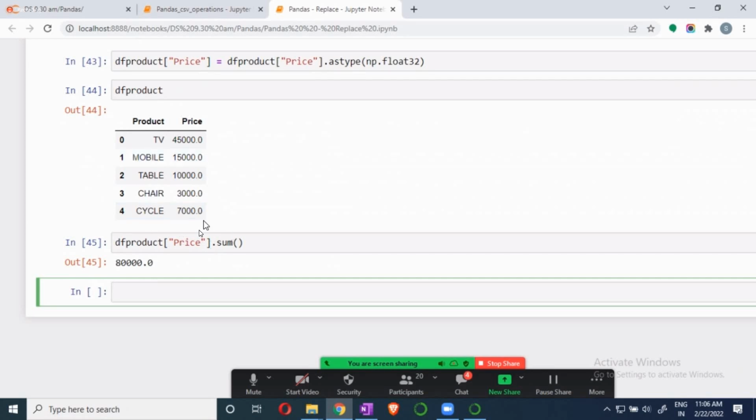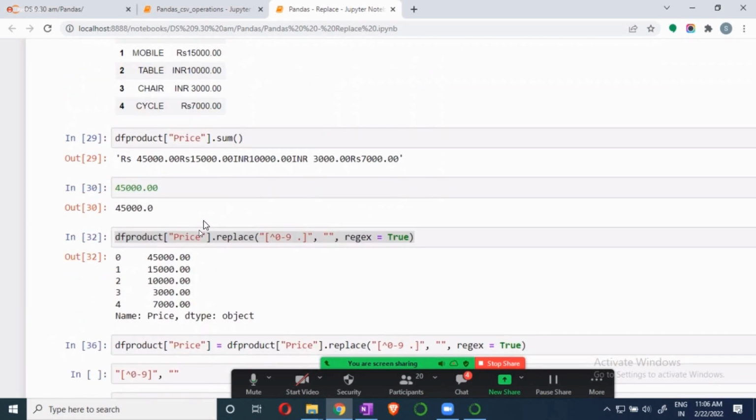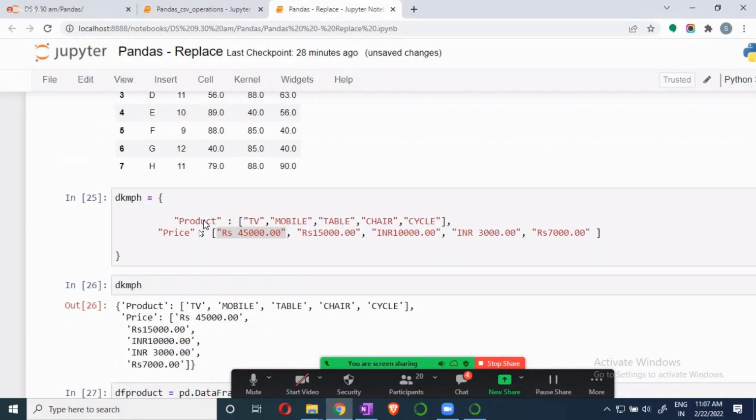Now tomorrow we will see what happens if multiple columns are having multiple stuff, like there is a speed, there is a price, and there is normal stuff. That I will also show you, and we will see that.